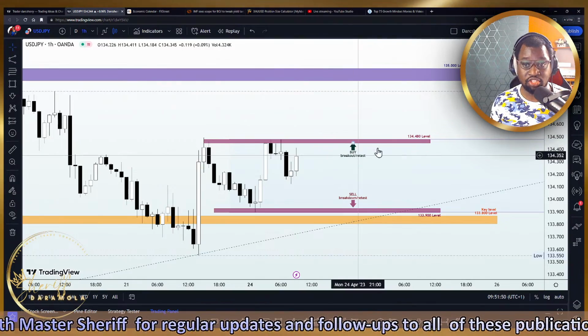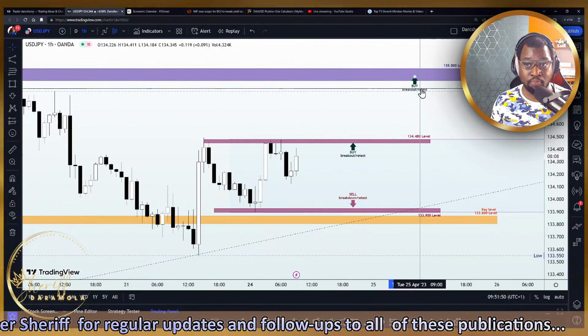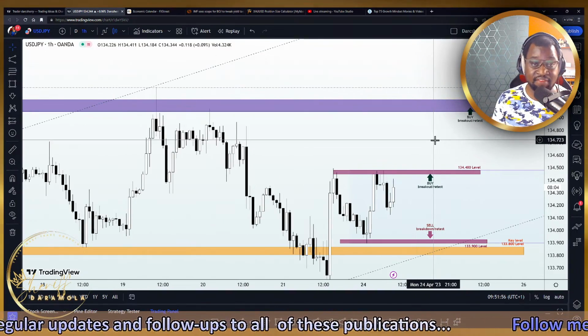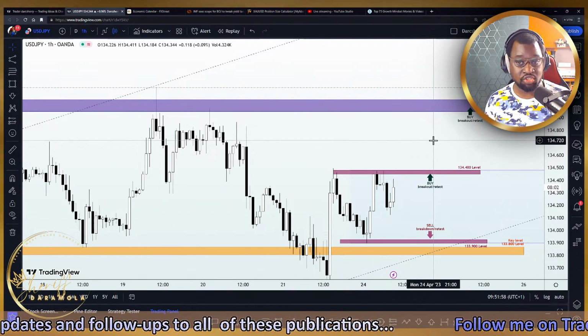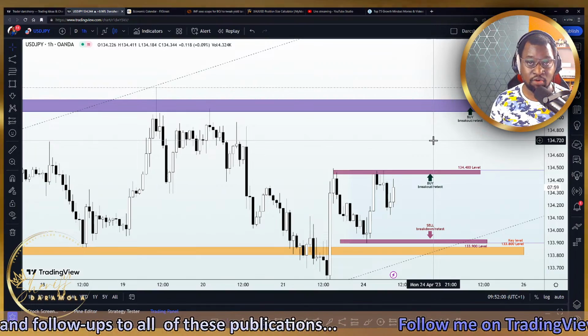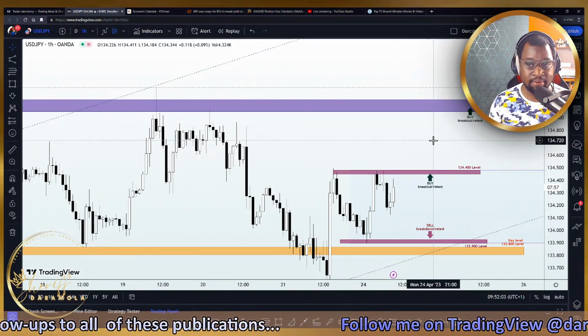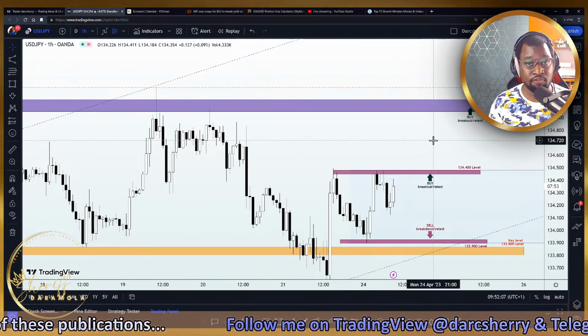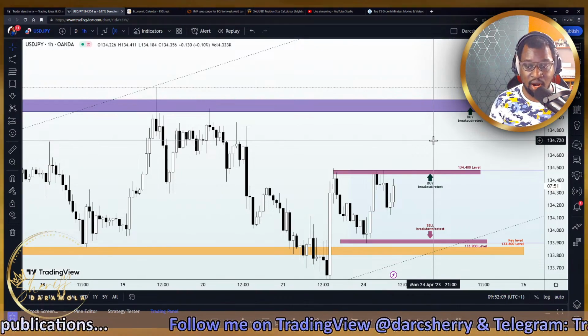And if price action continues to the upside, we look out for more opportunities to add more position. And remember, we still have another key level at the 135.00 level where we shall be looking out for more opportunities to add more position to our existing trade. So we continue to look out for buying opportunity on the USDJPY.